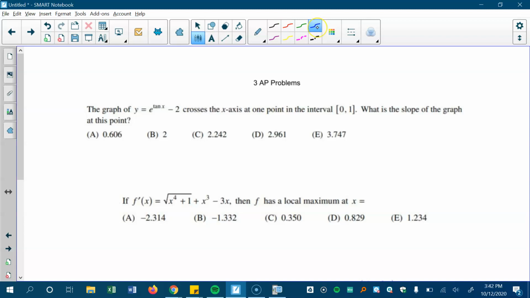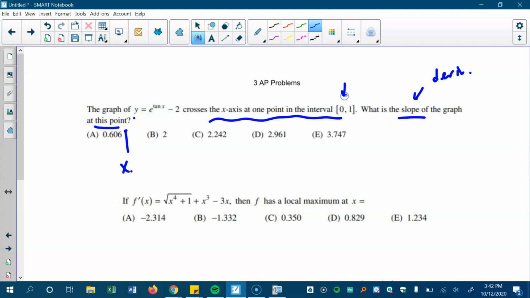So slope. I'm just going to unpack this before I actually try to solve anything. Notice I am taking the time to find what calculus skill I need before applying a calculator to it. Slope, that's derivative. So I need a derivative at some point. At the point, okay, I don't know what point. There's some x value here, but it crosses the x-axis at one point. Oh, in the interval 0 to 1.